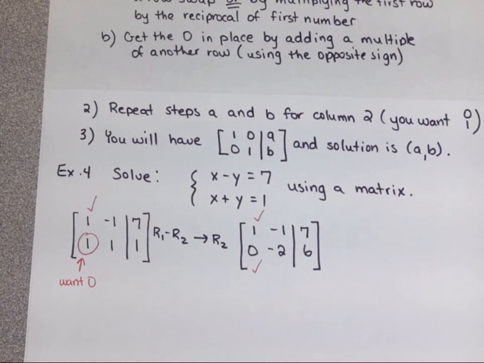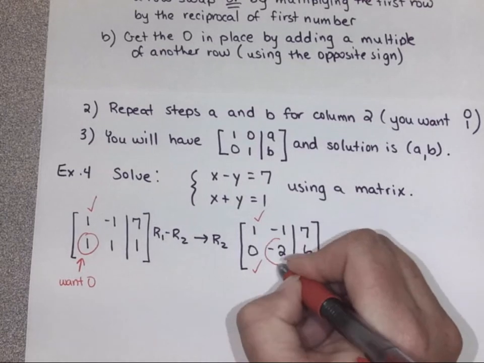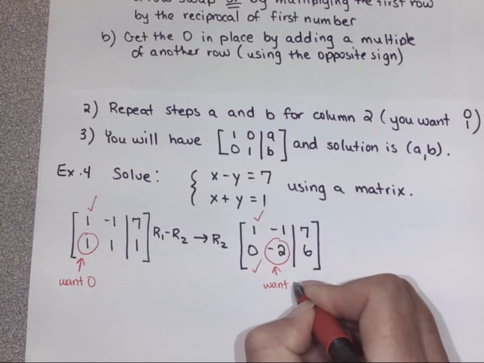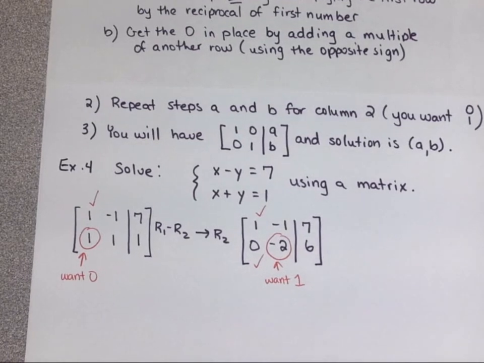Okay, so now I'll move on to what? Column 2, right? And you always fix the 1 before you fix the 0, wherever it's located. Okay, so which number do I need to work on next then? You really want this to be a what? You want this to be a 1. Okay, so don't overthink it, but how could I make that a 1? I can just multiply by the reciprocal of that, right?